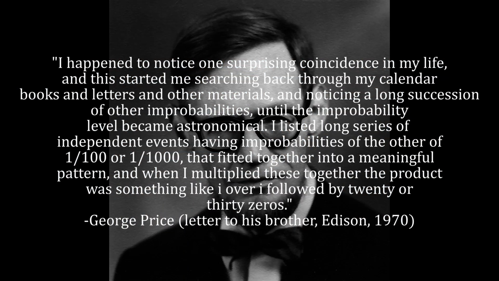He started calculating all the strange coincidences of his life, that he, of all people, who hadn't known, quote, a covariance from a coconut, would be the one to derive such a fundamental theorem of evolution. He wrote to his brother, quote, "I happened to notice one surprising coincidence in my life, and this started me searching back through my calendar books and letters and other materials and noticing a long line of succession of other improbabilities until the improbability level became astronomical. I listed long series of independent events having probabilities of the order of 1 out of 100 or 1 out of 1,000 that fitted together into a meaningful pattern, and when I multiplied these together, the product was something like 1 followed by 20 or 30 zeros."